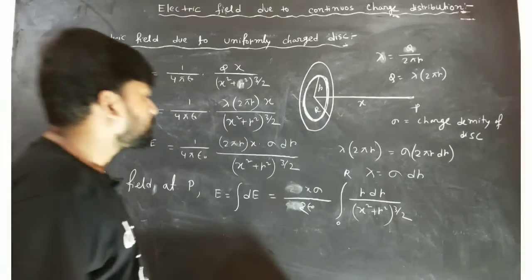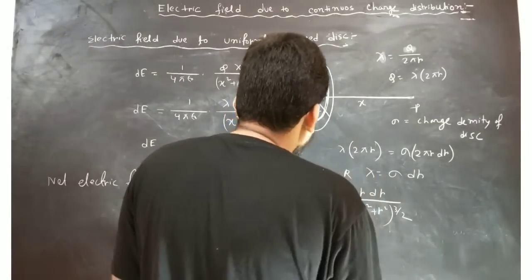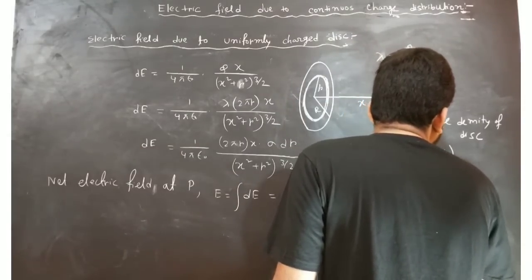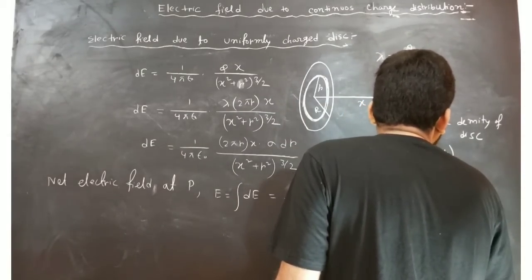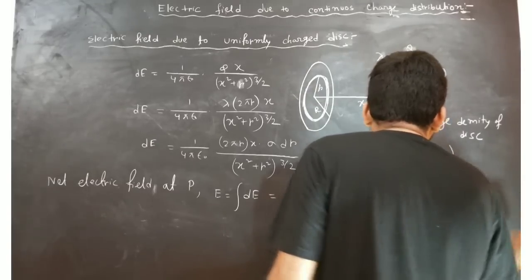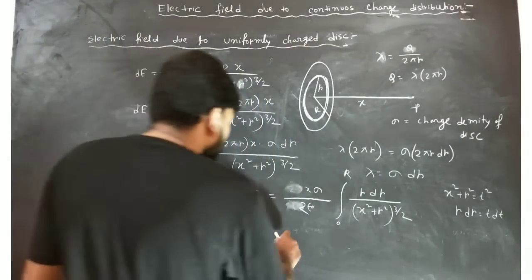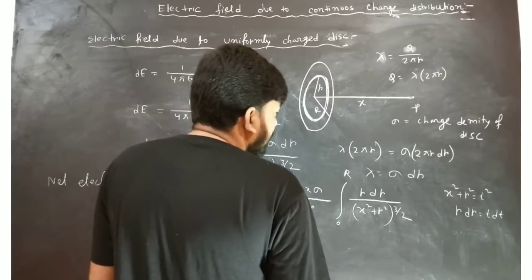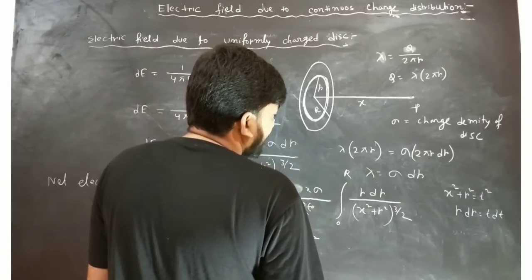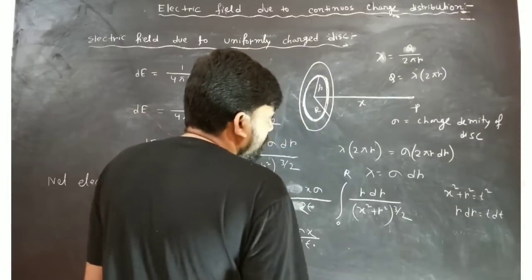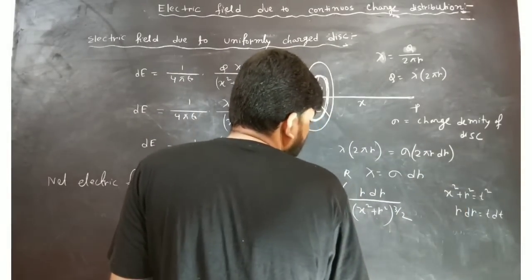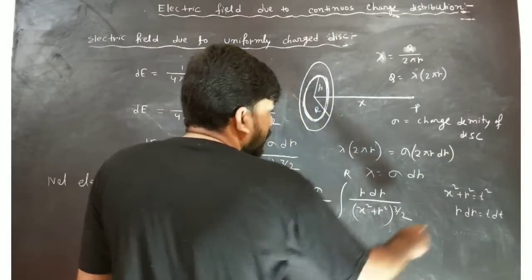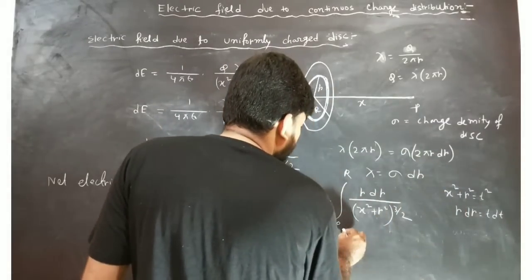And now if we want to integrate this expression, let me put x square plus r square is equal to t square. Then we have r dr is equal to t dt. So it will be sigma x upon 2 epsilon 0 into the integral. Where r is equal to 0, t will be x. So now the limit will be from x to, where small r is equal to capital R, root x square plus r square.